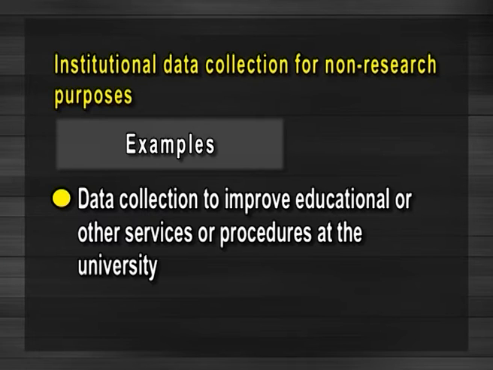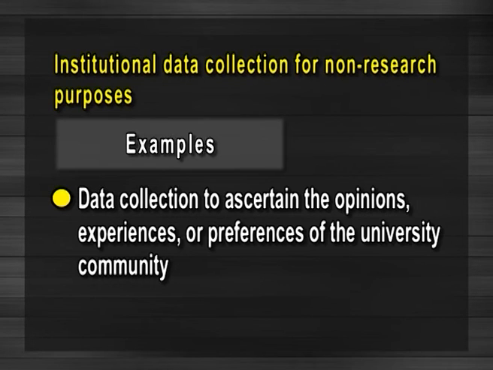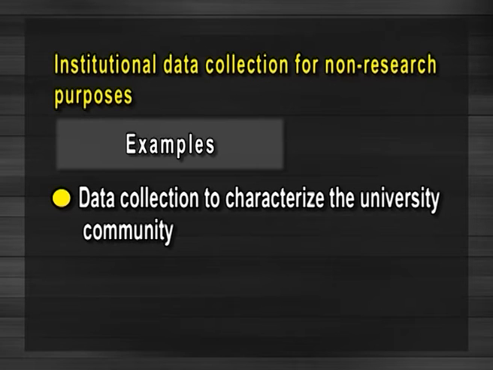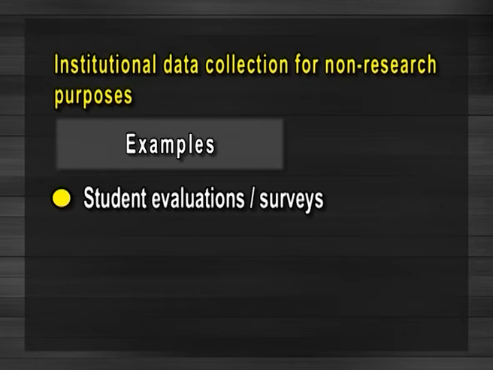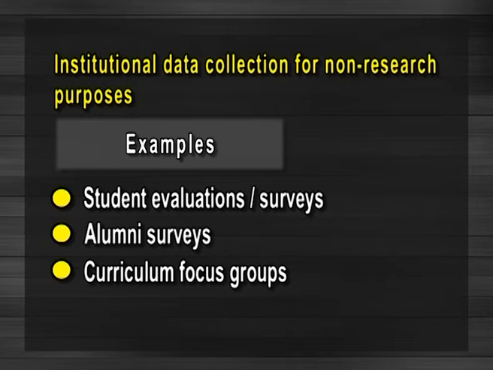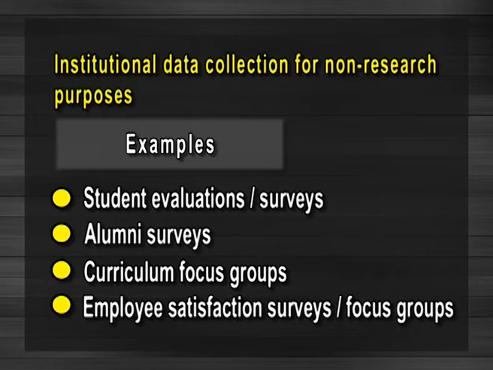Examples are data collection to improve educational or other services or procedures at the university, data collection to ascertain the opinions, experiences, or preferences of the university community, and data collection to characterize the university community. Often, such data is collected via student evaluations or surveys, alumni surveys, curriculum focus groups, or employee satisfaction surveys or focus groups.